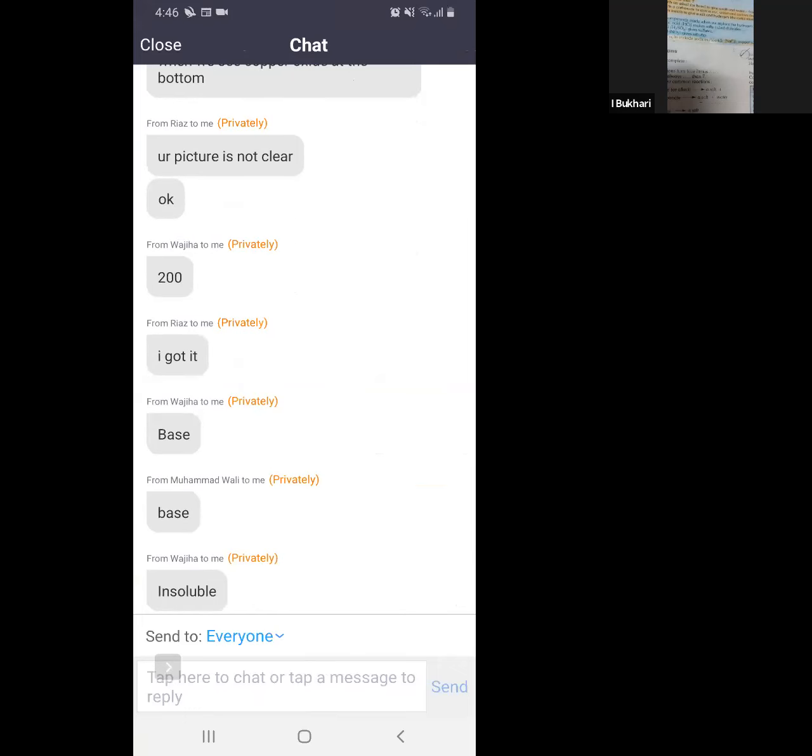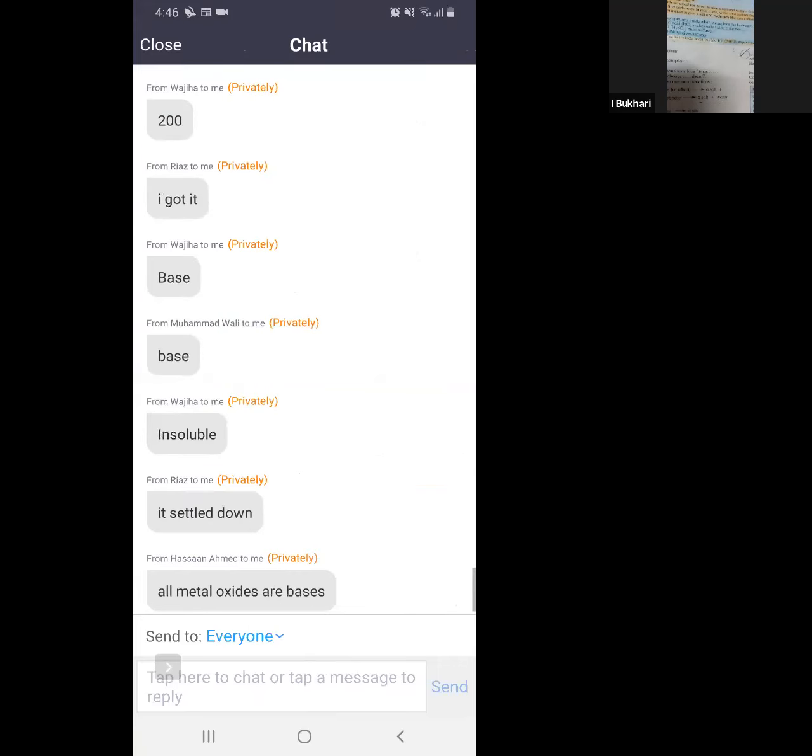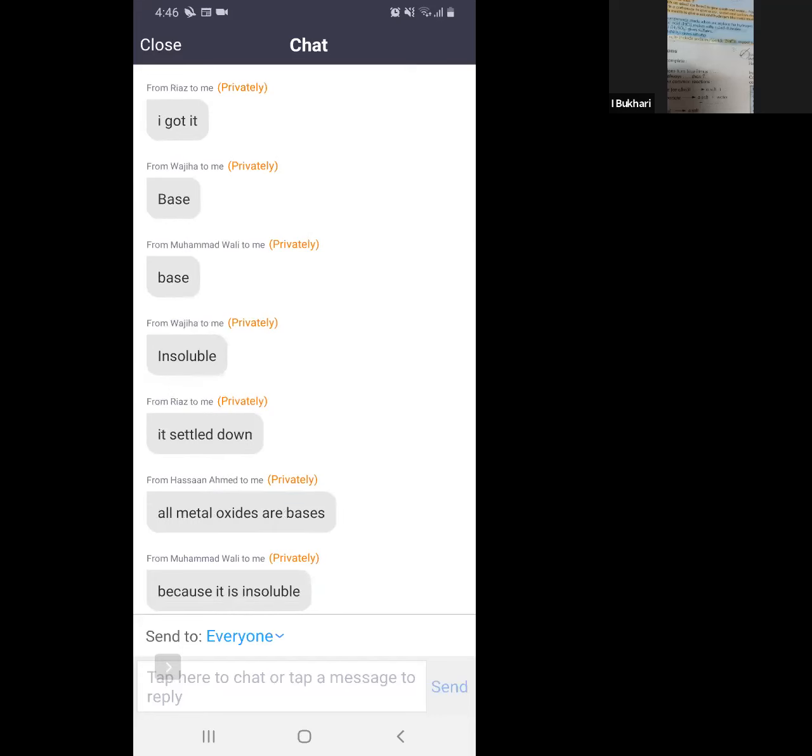Because it is not dissolving, remember? It is reacting, but then after all of it has reacted, it is settling down, right? So an insoluble alkali is called a base. Good job. Okay. Part D, write a word equation and a symbol equation for the reaction.